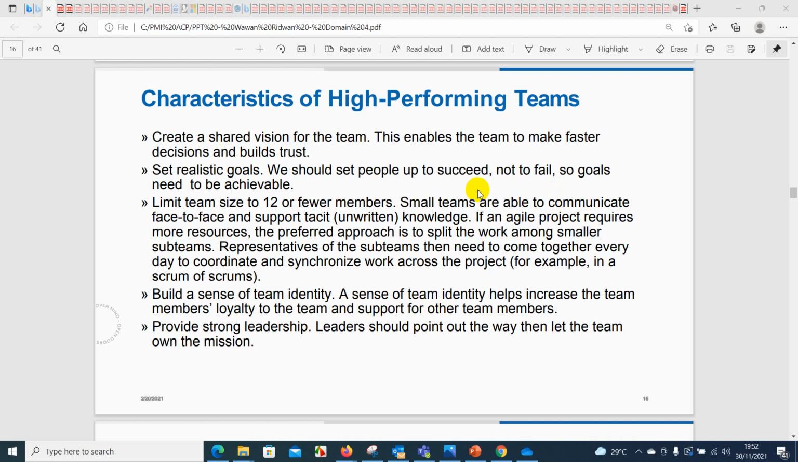Okay, build a sense of team identity. A sense of team identity helps increase team members' loyalty to the team and support for other team members. Provide strong leadership. Leaders should point out the way, then let the team lead on the mission.